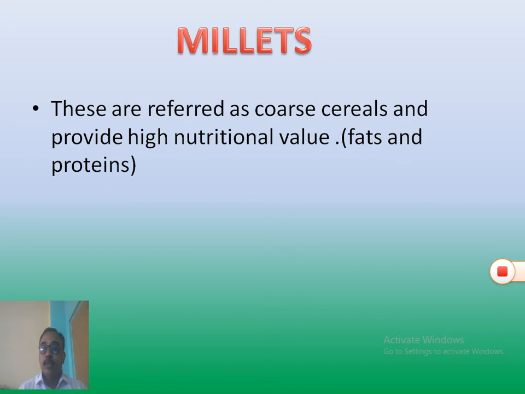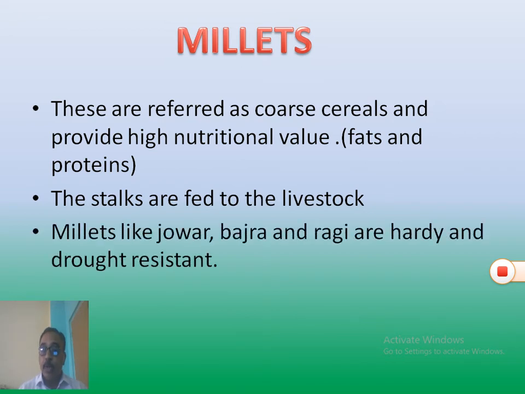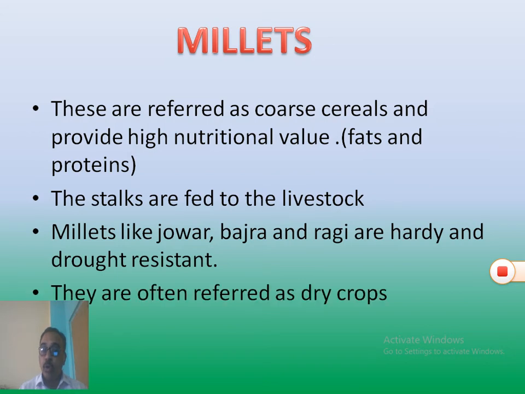Now, what are millets? These are coarse cereals which provide high nutritional values, that is, fats and proteins. The stalks are fed to the livestock. Millets comprise three crops, that is, jowar, bajra, ragi. They are very hardy and they are drought resistant also. Because of this, they are also referred to as dry crops. They can be grown in any type of soil, any climatic conditions. The requirement of water is very less, and that is the reason they are drought resistant, and they are also called the dry crops.